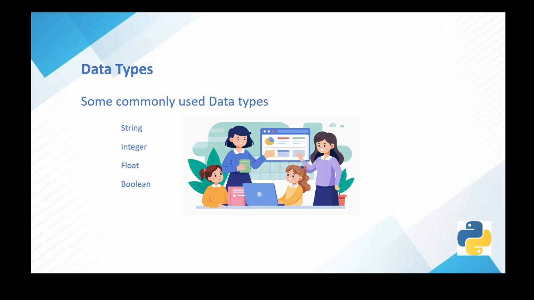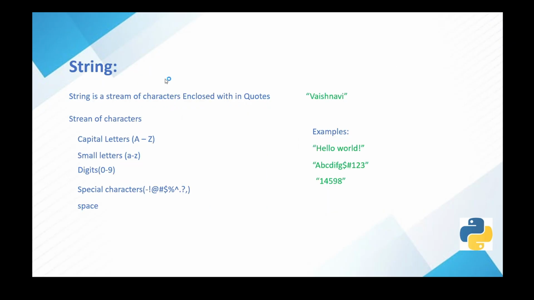So here we are going to learn about data types. Some commonly used data types are string, integer, float and boolean. We are going to see step by step. What is a string here? String is a stream of characters enclosed within quotes.